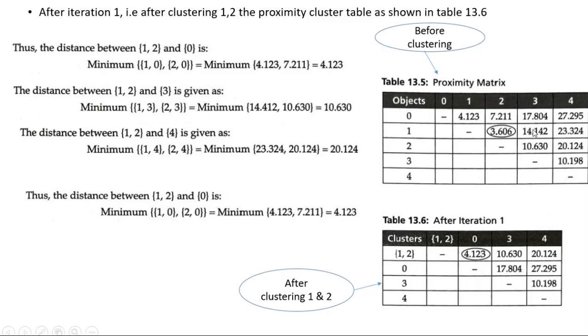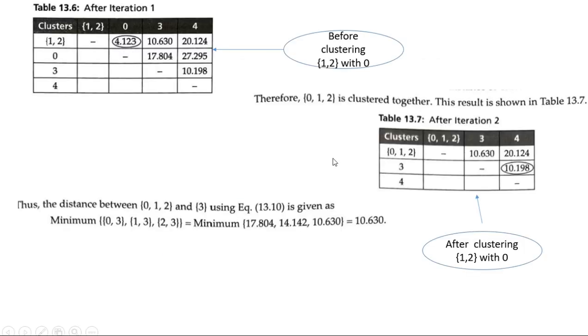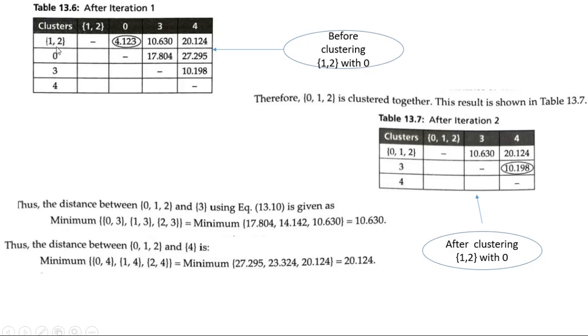Distance from 1, 3 is 14.142. The first table, 13.5. Refer to that and put that here. Okay. 14.142. Again, distance from 2, 3. Refer to the first table, 13.5. 10.630. Put that here. Okay. So which is the minimum here? 10.630. Put that here.